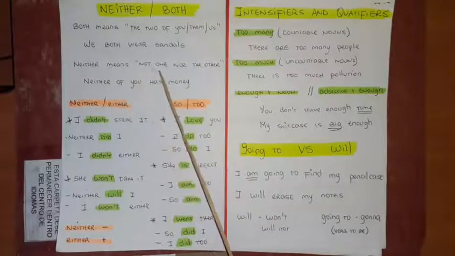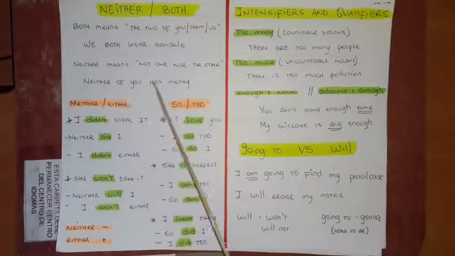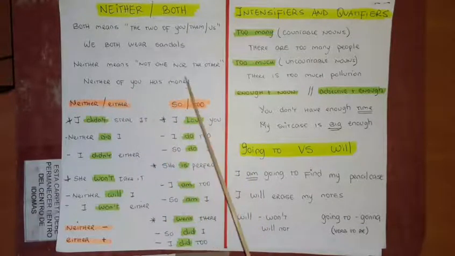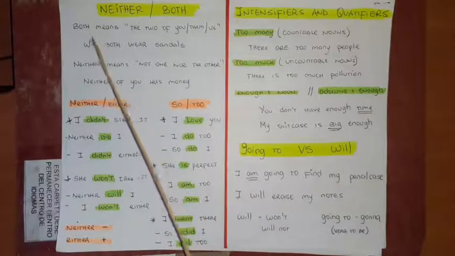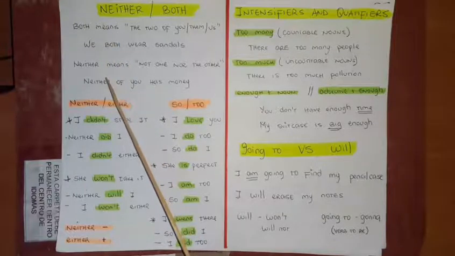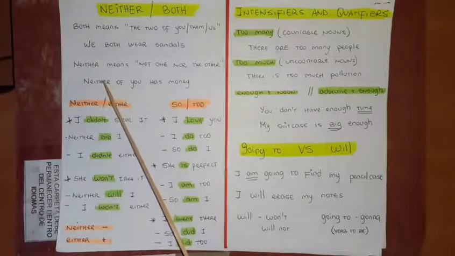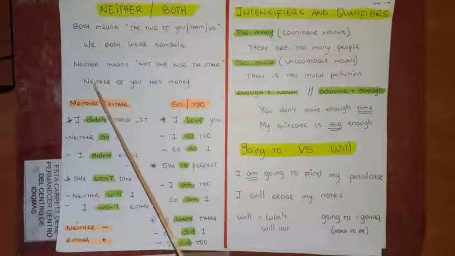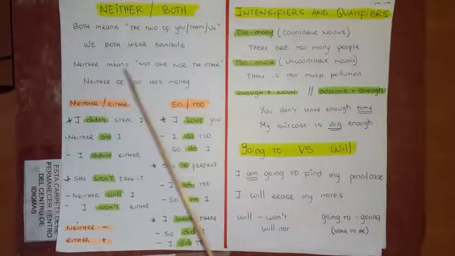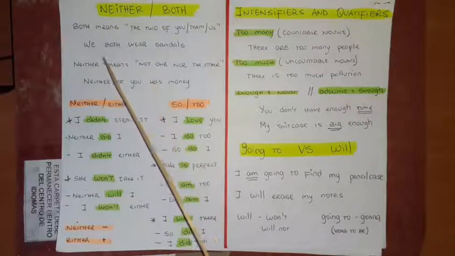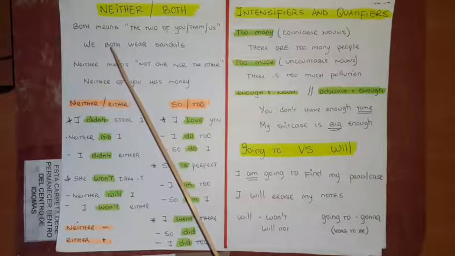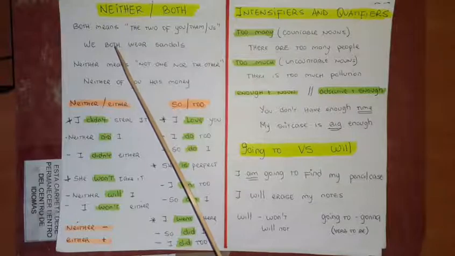Neither means not one nor the other, so neither of you has money. Ninguno de ustedes tiene dinero. And neither means ninguno. So we have to be careful because both takes a plural, but neither takes a singular, okay? So when you're using simple present with neither, you have to use s, because you're talking in a singular way, in a third person way. But if you're using both, you have to use a plural, so you don't need s in the verb, okay? But be careful, because obviously you can use them with other tenses, not just with simple present.